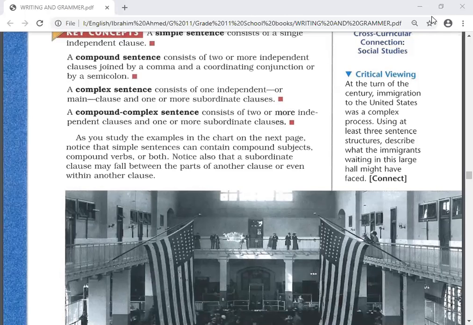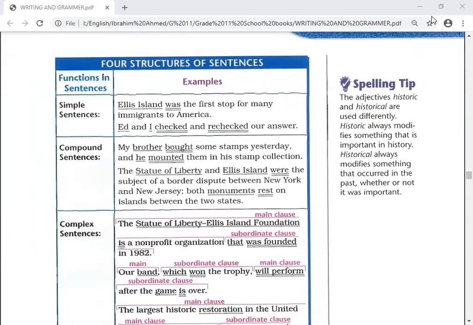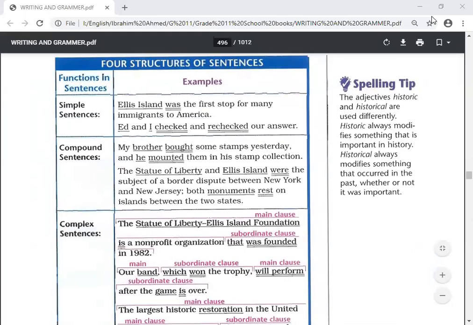Notice also that a subordinate clause may fall between the parts of another clause or even within another clause, as we will see in this chart. Here, 4 structures of sentences. Again, we're studying the types of sentences classified by their structure.